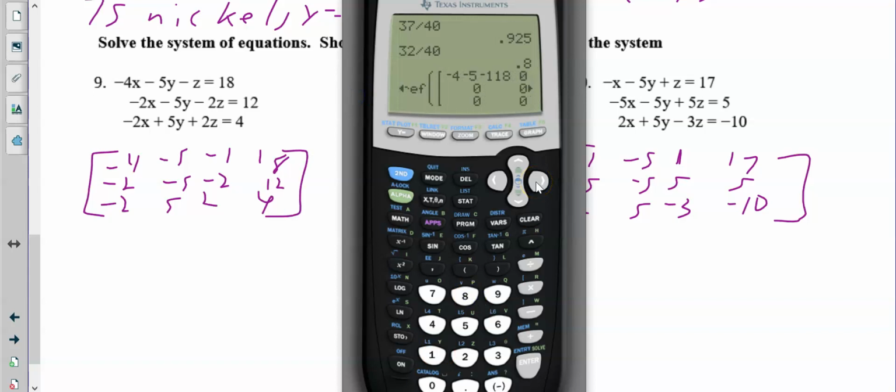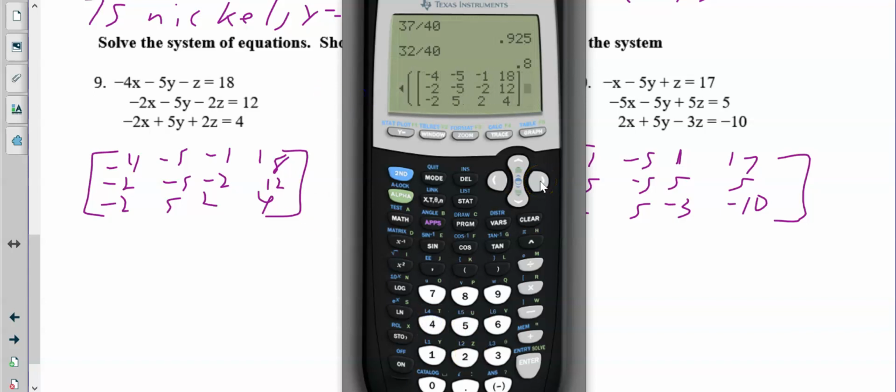Now you can see I just made a mistake. I forgot to hit arrow right. So I'm going to clear that one out. Well, I just cleared the whole thing. Whoops. So negative 4, arrow over, negative 5, arrow over, negative 1, arrow over, and then 18. Now when I arrow over, it's going to just take me down to the next spot, negative 2, negative 5, negative 2, and 12. And then negative 2, 5, I just hit 2, 5. This is why we double check everything, 2, and 4.